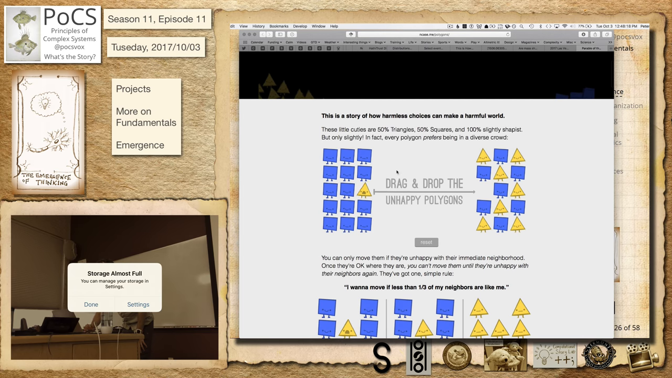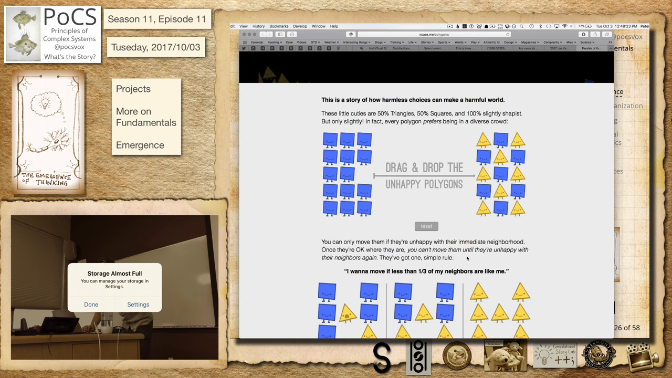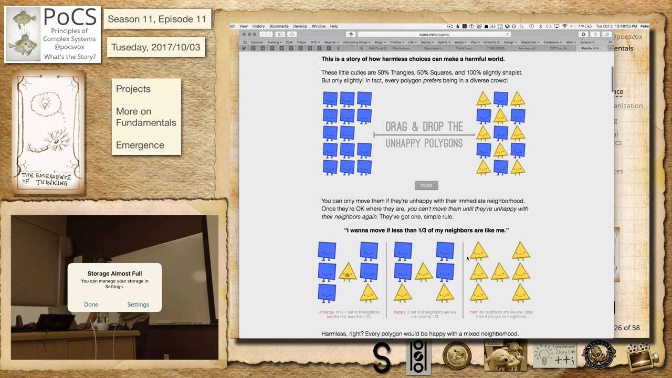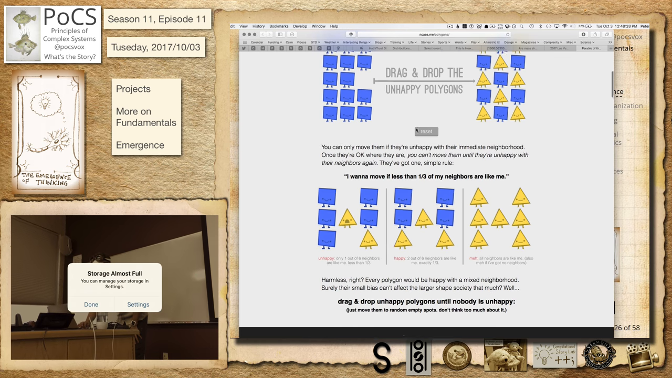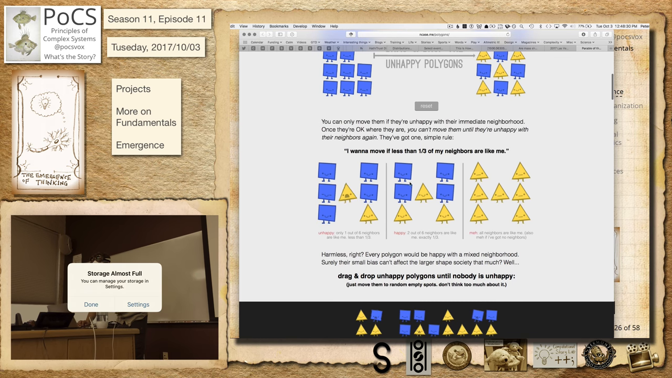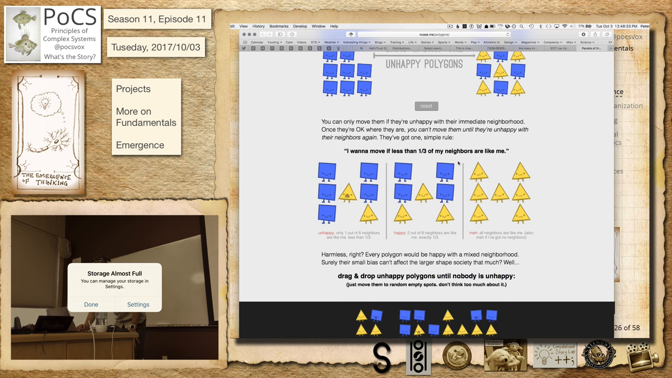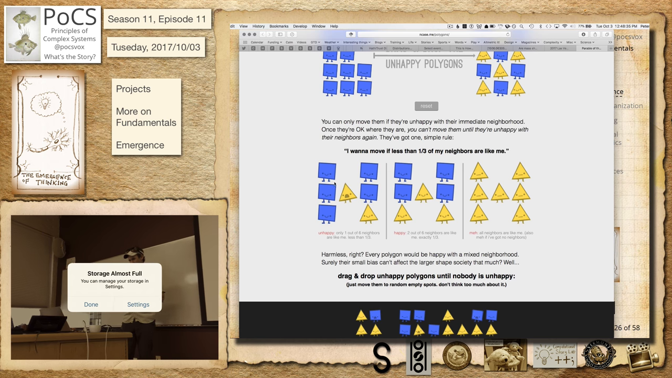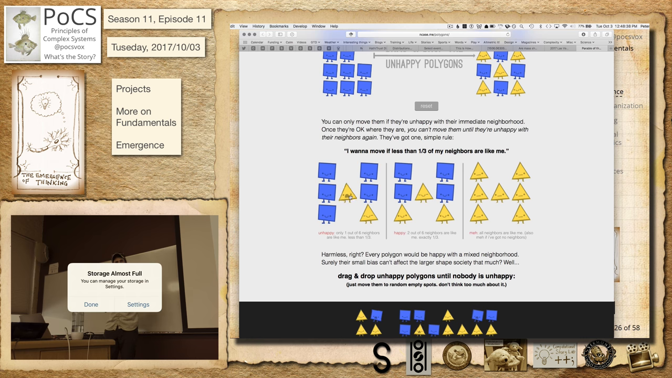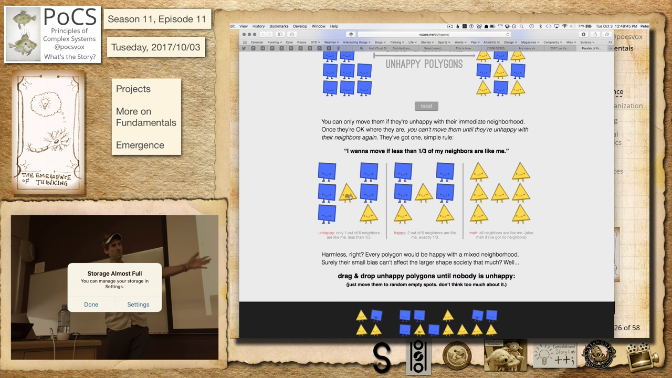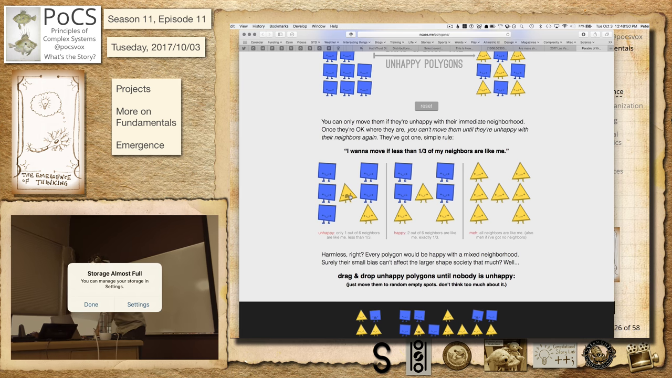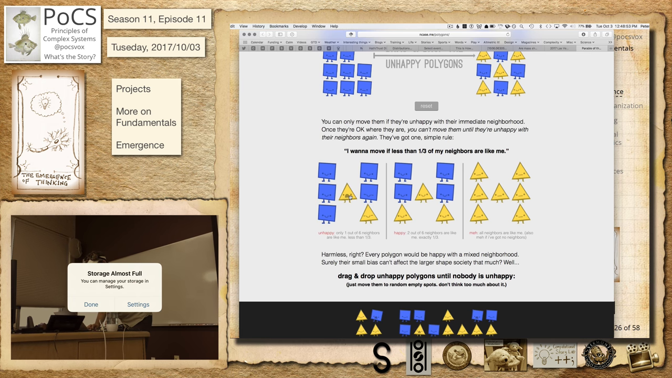It's a drag and drop thing, and they're slightly shapist, right? So they prefer being near their own kind. Here they move if less than a third of their neighbors are white, so this one is unhappy. The neighborhood thing is based on white flight from the society around. Neighborhoods were said to tip: white people would move away, and that's where the tipping point comes from. Gladwell is crazy, but that's a different topic.